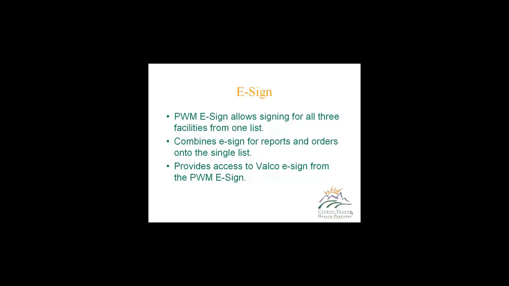eSign. PWM eSign allows signing for all three facilities from one list. It combines eSign for reports and orders onto the single list. It also provides access to Valco eSign directly from the PWM eSign.